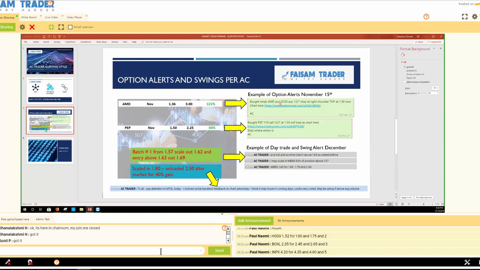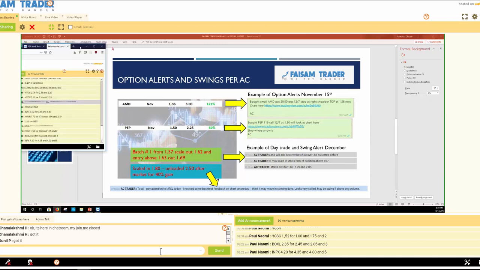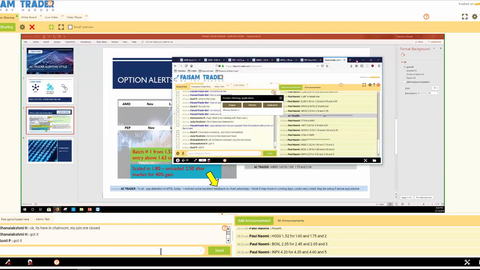Example number 1, it says that I bought a small AMD put $20.50, expiry at 12/7, stop at the right shoulder, top at 136. Now, the chart is here. So what I did, just to kind of show you, let me just grab that screen, I'll pull it over here.